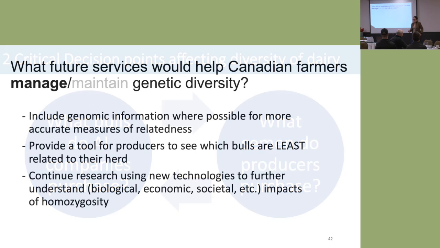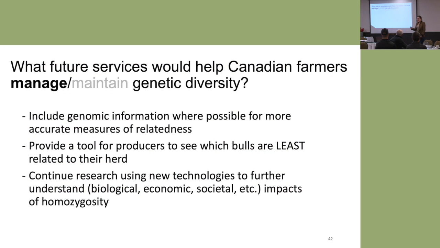I think. So what can we do? Like, what can we actually do about this? Well, I came up with 3 things, but I'm not by any means, well, I guess technically I'm supposed to be an expert, but you guys are the ones who are actually doing things, right? So the first thing I think is that we should include genomic information where possible for more accurate measures of inbreeding. Because it's more accurate. And it's more real. And we have it, and we can use it.